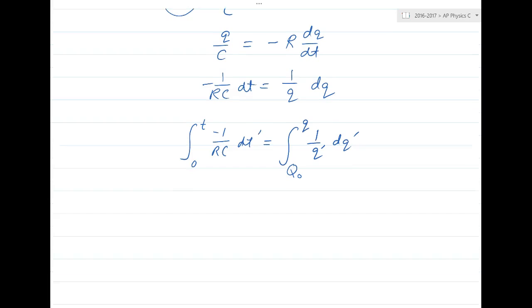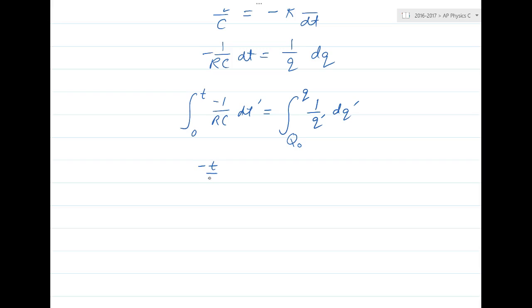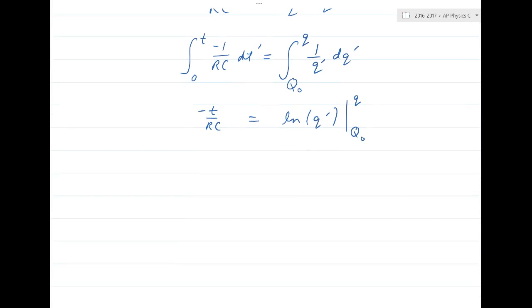So the left side is easy, negative t over RC, and the right side is not too terrible. It's just going to be the natural log of q prime evaluated from Q naught to q. Now you see why this can't be 0, because if it was, we would have an undefined value. Can't take the natural log of 0. Okay, so the math sort of keeps the physics in check, if you will. Alright, so negative t over RC is equal to the natural log of q over Q naught. Remember, Q naught is what we start with on the capacitor.